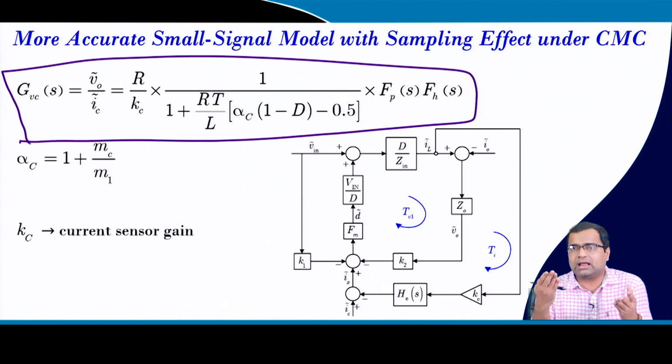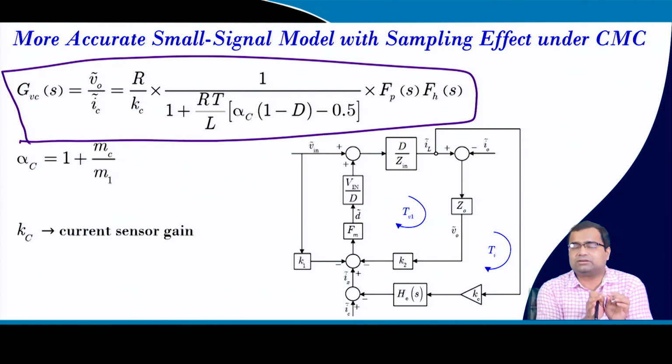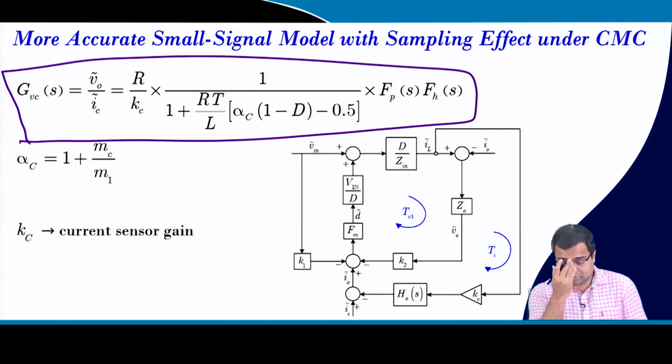In fact, the modulator magnitude is also different in the different methods, and that was one of the major research topics in the 1980s and 90s, when researchers were trying to find the accurate modulator gain for the current loop gain, and at the same time to incorporate this sampling effect.